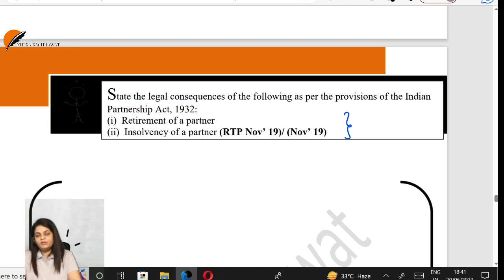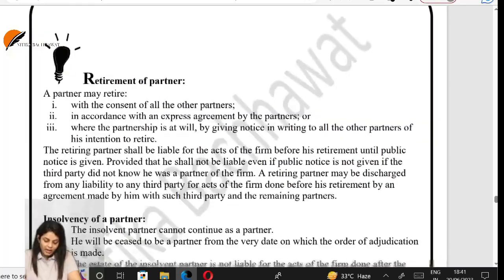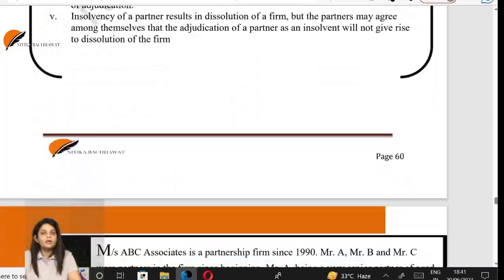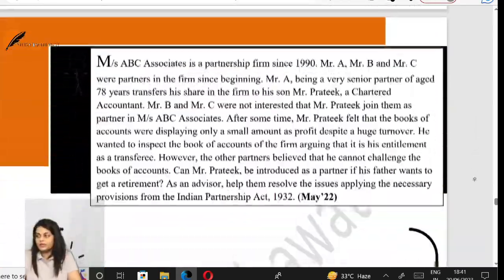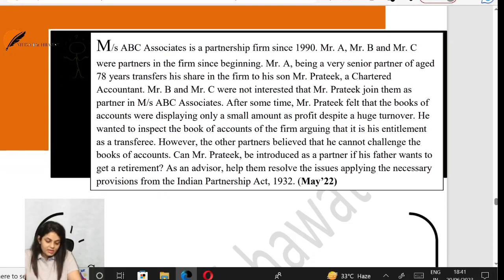But if they want, they can continue. Even if the firm is not dissolved, the partner is no longer a partner of the firm. He generally has no rights or liabilities, because we will use his share in the partnership to pay the partnership debts.